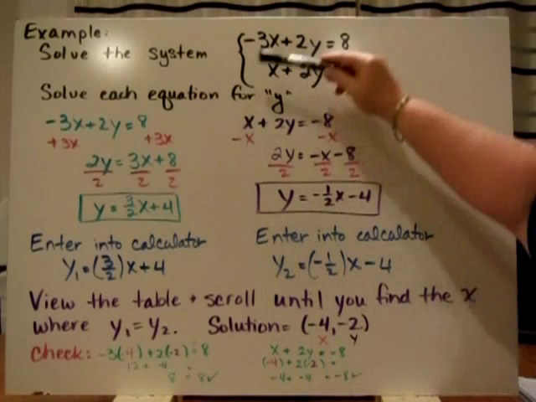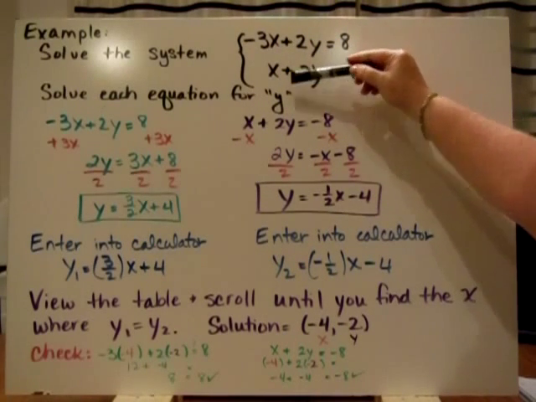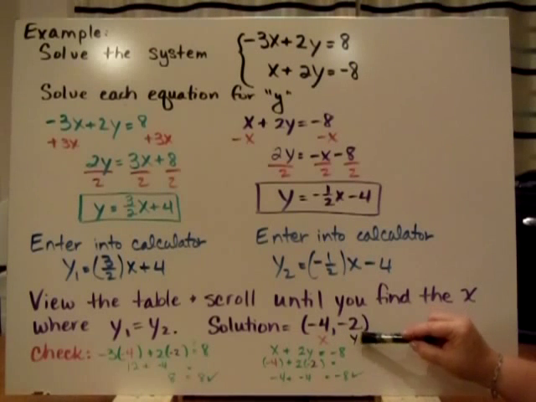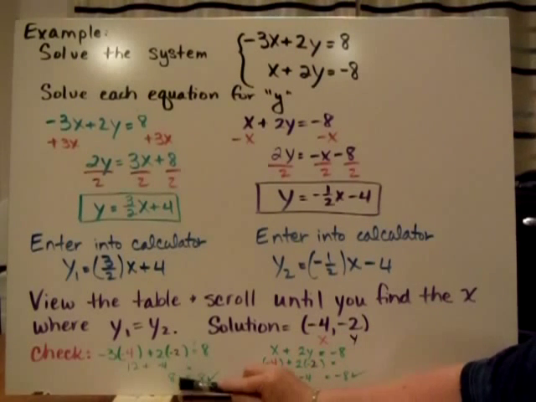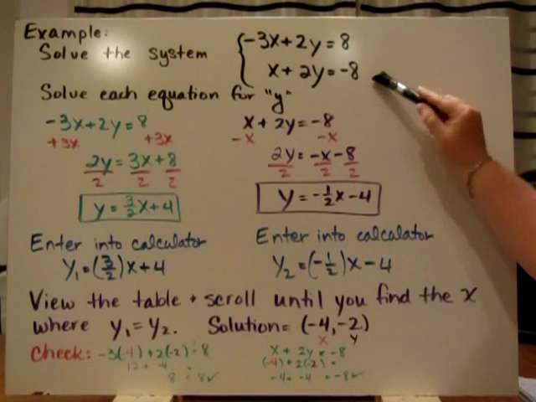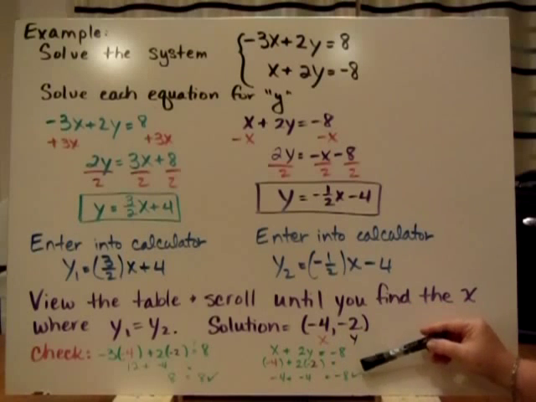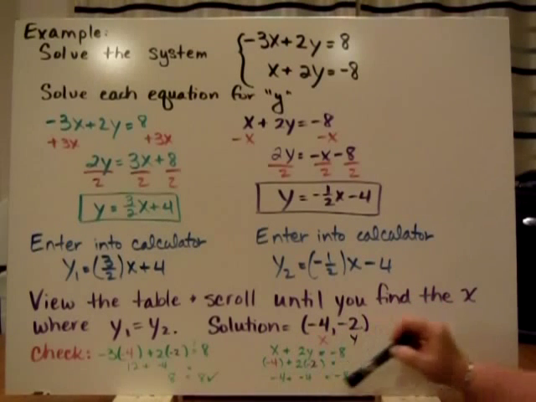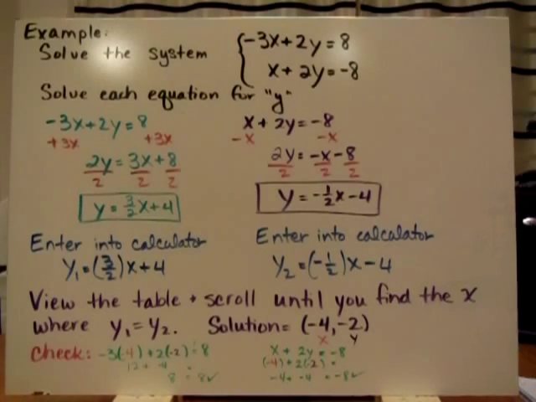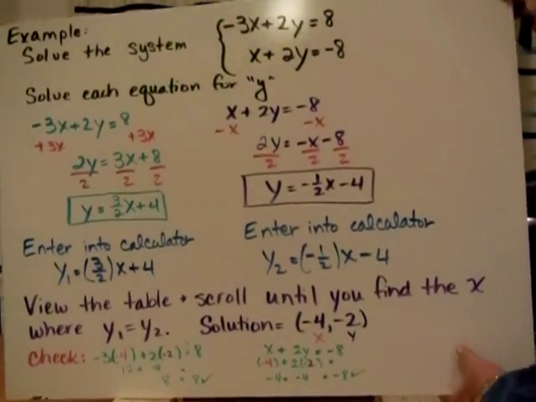And to check this, we go back to our original equations and we plug in negative 4 for x and negative 2 for y, and check to make sure that it gives us the same answer. And we have to check both equations. We can't check just one of them. And you can see here we check both equations. They're both true. So this is indeed the solution to that system.